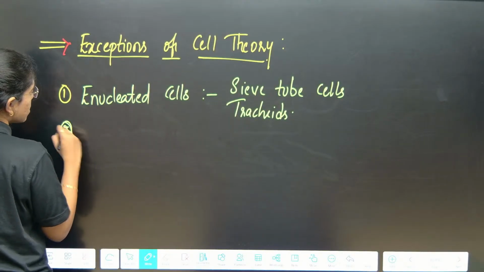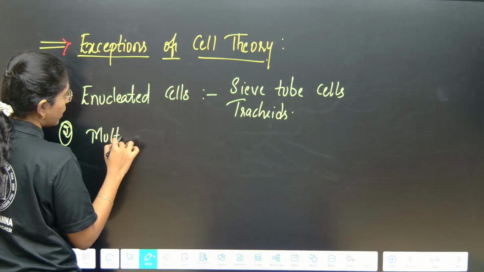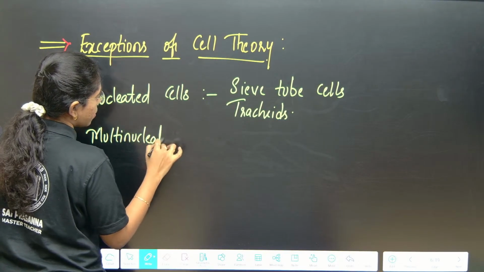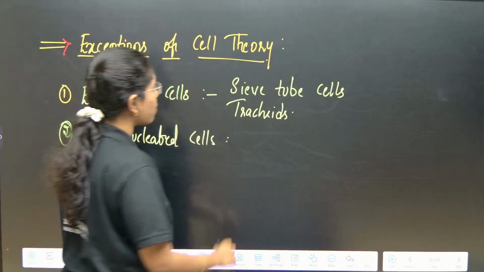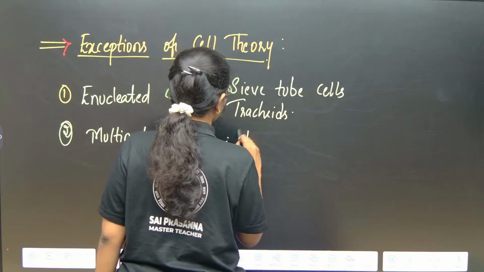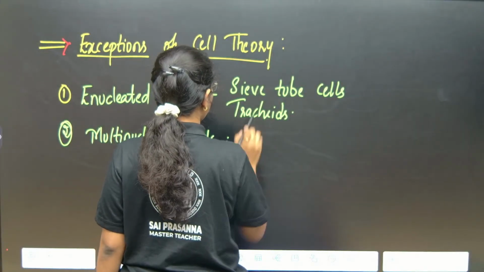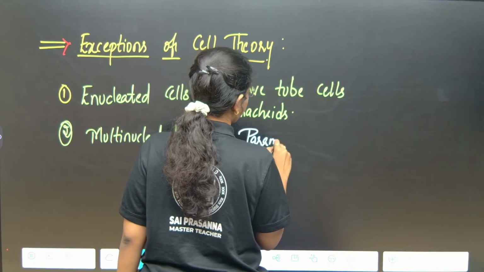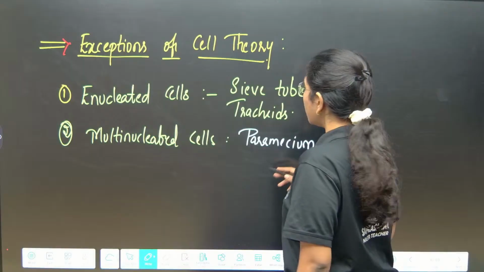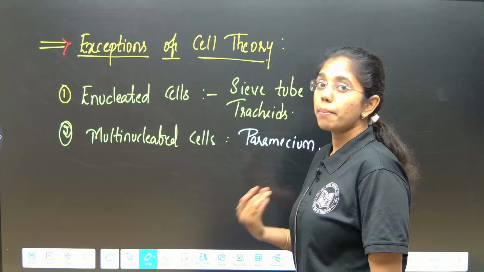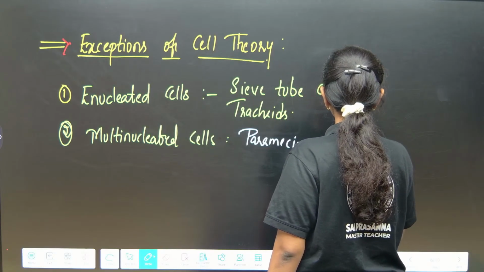And second is the more than one nucleus condition, which is multinucleated cells. If you take the example of paramecium, it is in a binucleated condition, so paramecium is one example where cell theory is not applicable. Rhizopus, which belongs to the class Phycomycetes in fungi, exhibits a coenocytic or multinucleated condition. So one more example is Rhizopus.